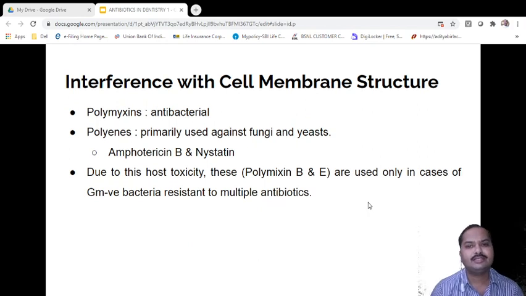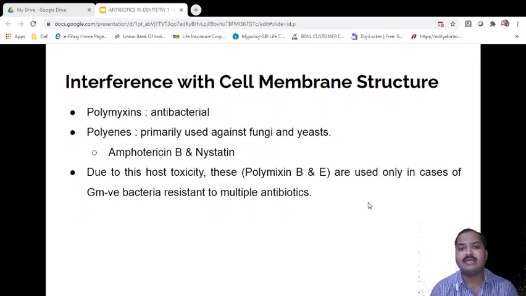Then there are the drug groups which act by interfering with the cell membrane structure. If the drug is acting on the membrane of the cell, it will certainly destroy the cell by breaking the membrane and causing the contents of the cell to move out. These drugs are polymyxins, which are antibacterial, and polyenes, which are primarily antifungal, like amphotericin B and nystatin. These all act on the cell membrane structure.